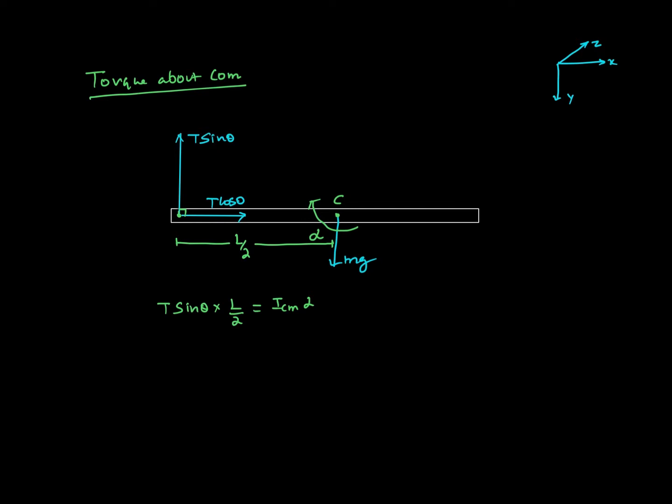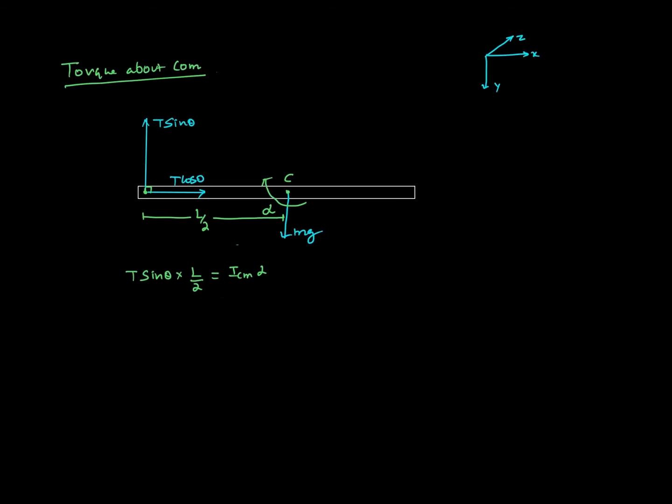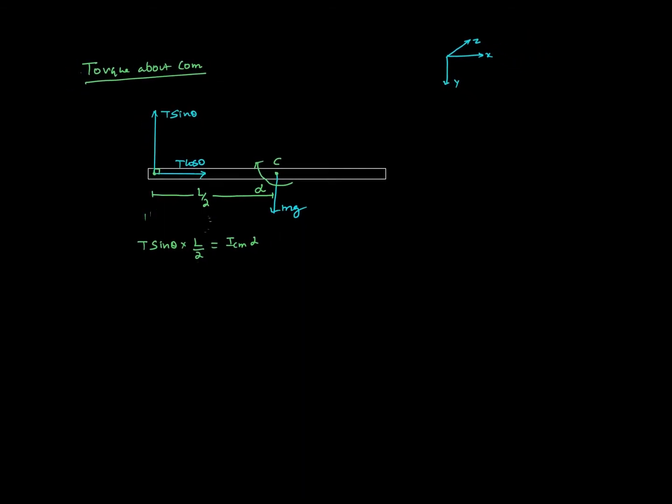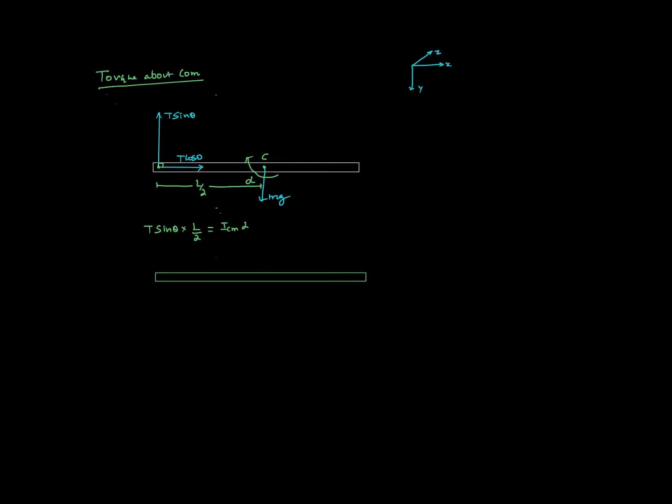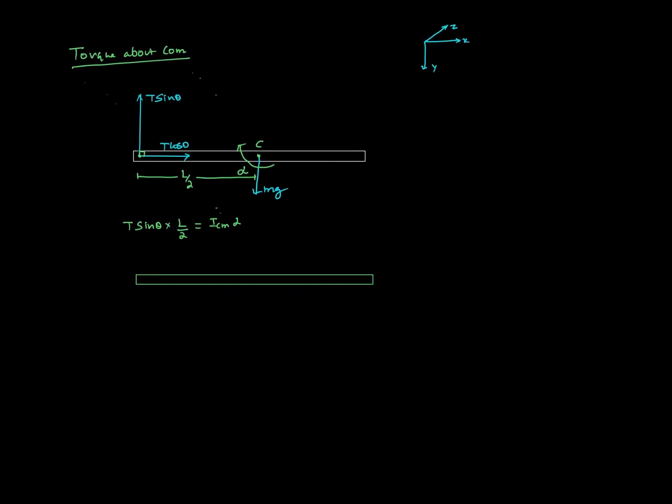So from this, we can figure out what the value of alpha will be. Now once we have the value of alpha and even the value of ACM, then to figure out the acceleration of any point, we will consider decomposing the combined motion of this rigid body into pure rotation about the center of mass and the translational motion of the center of mass, correct?